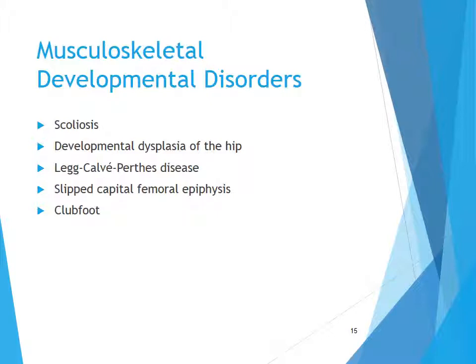Musculoskeletal developmental disorders. We'll go through each of these: scoliosis, hip dysplasia, Legg-Calvé-Perthes disease, slipped capital femoral epiphysis, and clubfoot. When we talk about spinal cord or spinal column defects, we're talking about lordosis, kyphosis, and scoliosis. Scoliosis being the most common, that's what I'll emphasize here today.